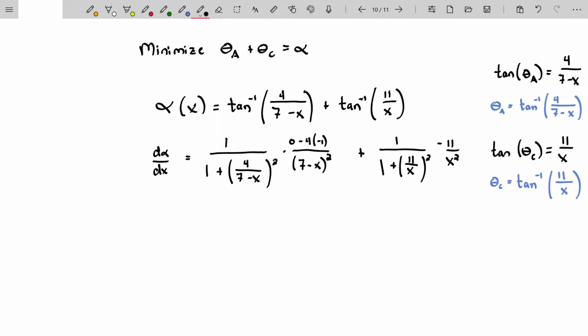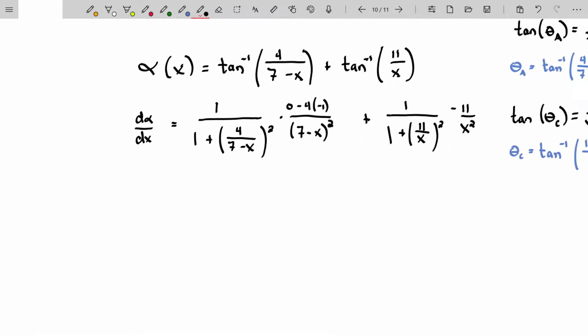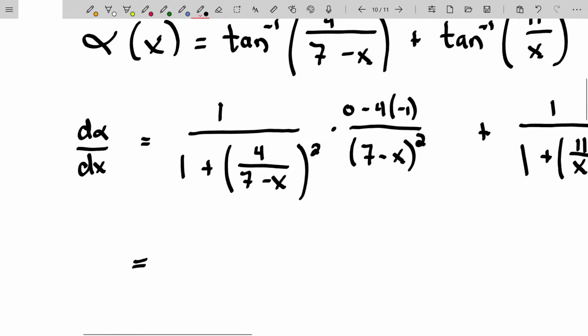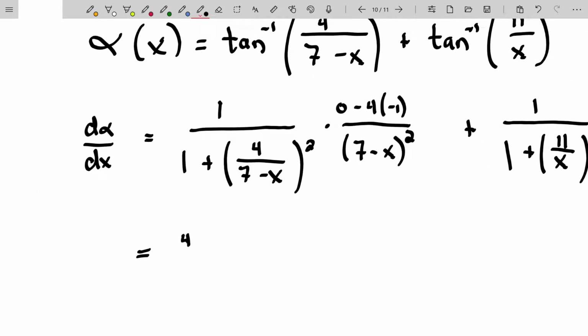And I'm going to go ahead and just clean this up before I set it equal to 0, just because, well, it's kind of nice to do. You can see this first product is going to be 4 over this 7. When I say this, I mean this guy right here. This 7 minus x quantity squared will distribute to both of the terms in that denominator.